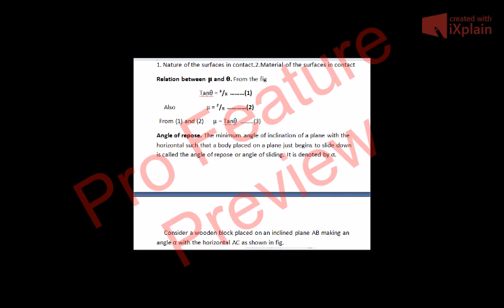For example, let me simply explain it. You take a plank of wood, and you keep it against the wall with some inclination. Now, when you put a brick on the plank of wood, the brick does not come down, the brick does not slide down. Then what you do, you just increase the angle.